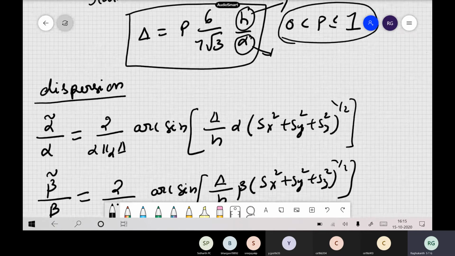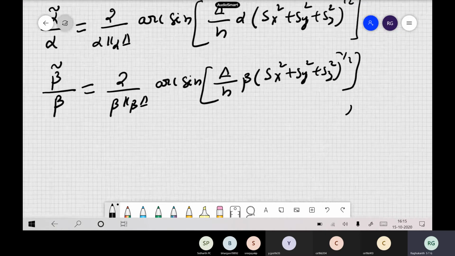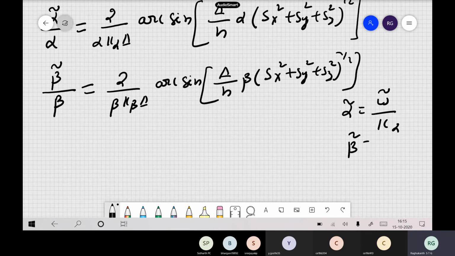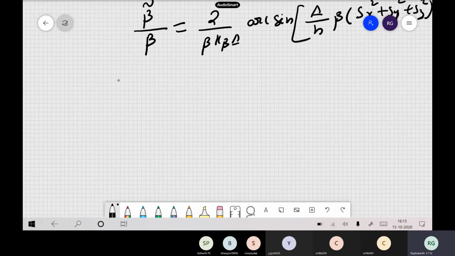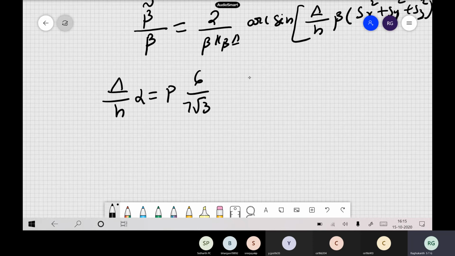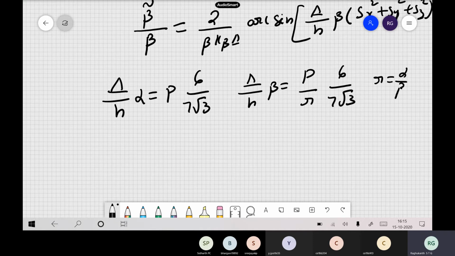So alpha hat is nothing but omega hat by k alpha, and beta hat is omega hat by k beta. That is how we have defined. So these are the dispersion curves. Now, as we already said, the time step is controlled by the P wave. So alpha delta by h is less than 6 by 7 root 3, and for beta, delta by h beta is also less than 6 by 7 root 3. So r is equal to alpha by beta itself.